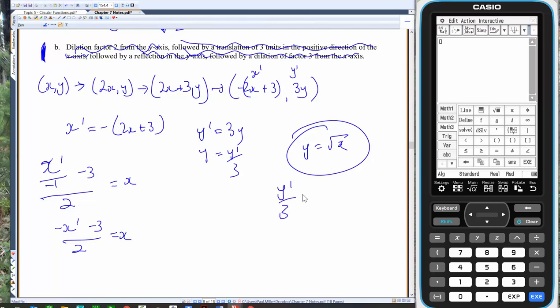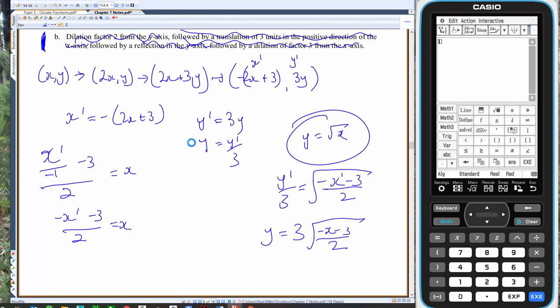So y dash on 3 equals root of negative x dash take 3 on 2, all being square rooted. All right, let's multiply by 3 and drop the dash. y equals 3 root negative x take 3, all over 2. So there's our new function that will have all of those transformations.